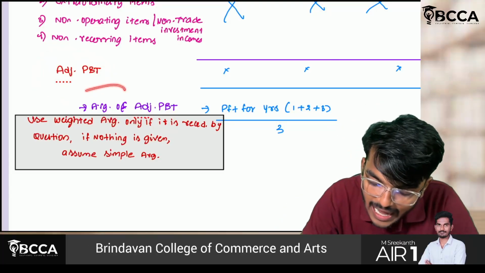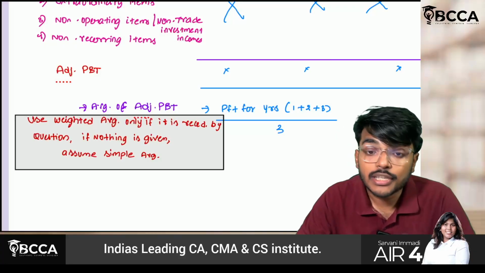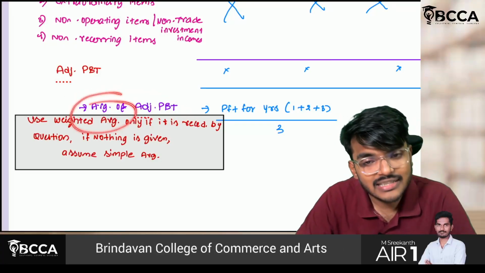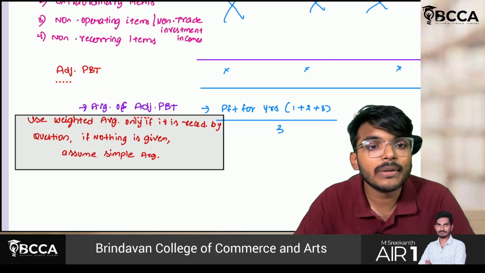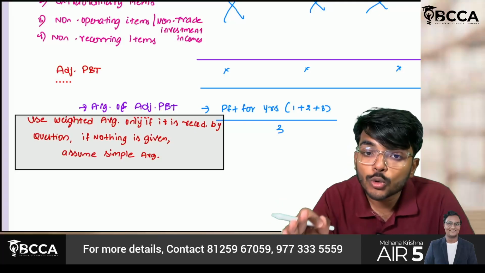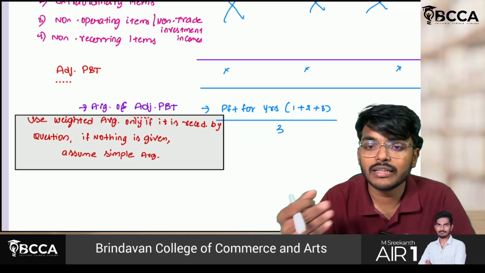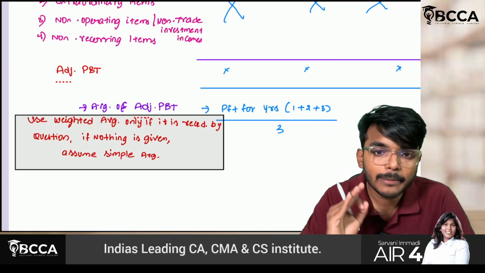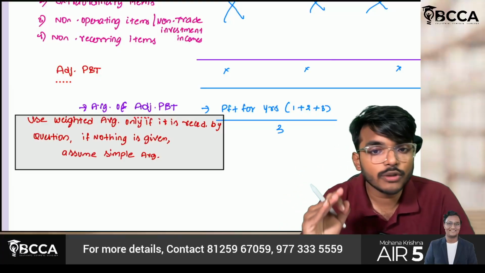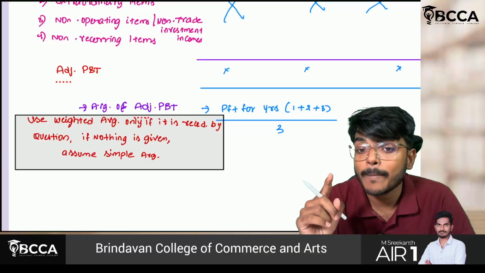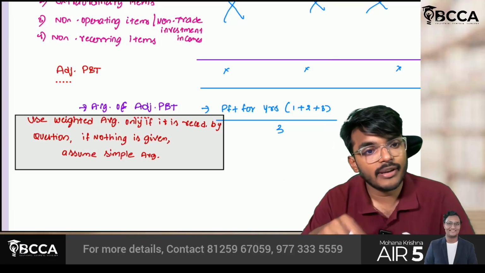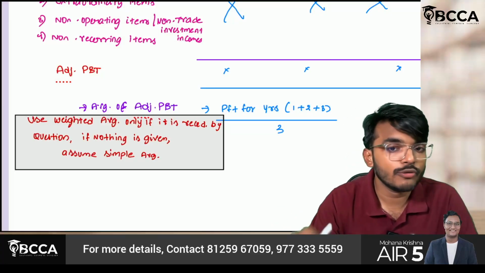Then you have to take the average of adjusted PBT. Normally, you have to take the simple average. However, if the question asks you to do the weighted average, you can take the weighted average. I hope this point is clear. If nothing is said, you have to go with simple average. But if the question specifically asks for weighted average, then you have to do the weighted average calculations. We have problems, you will understand.